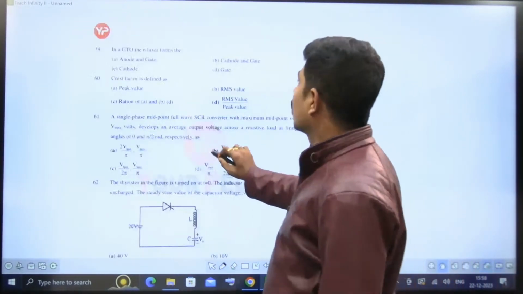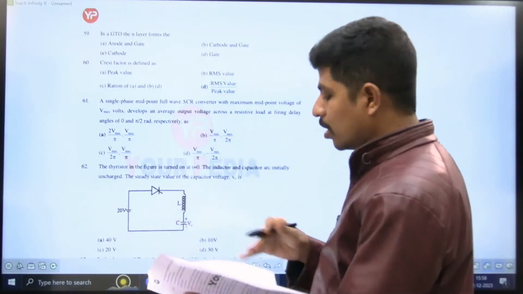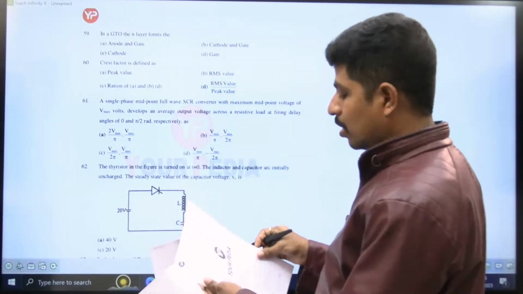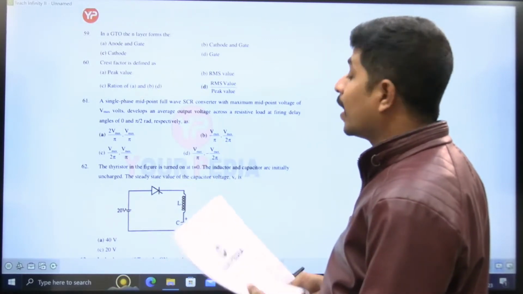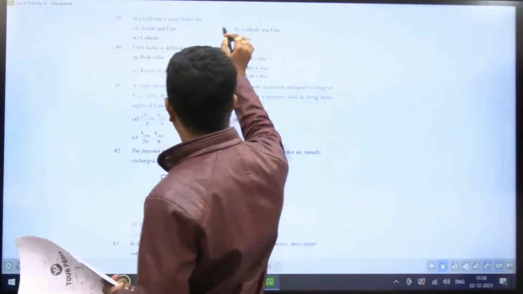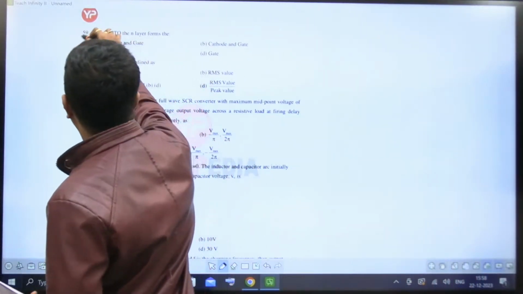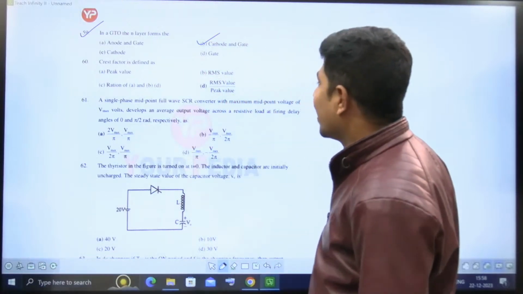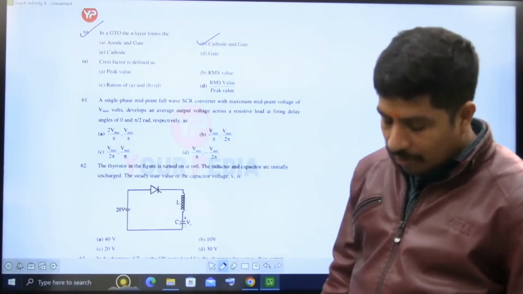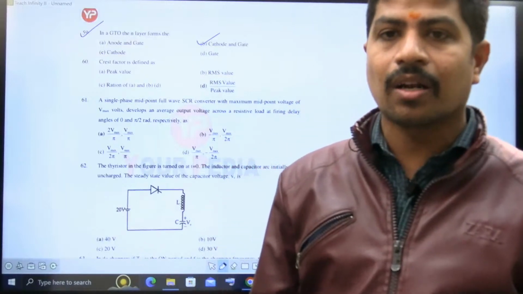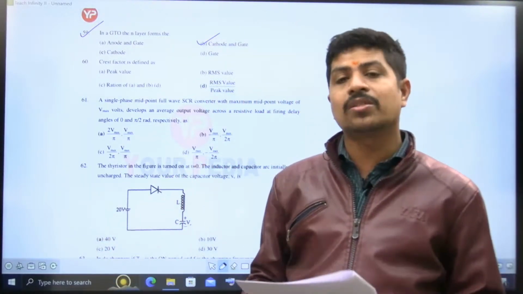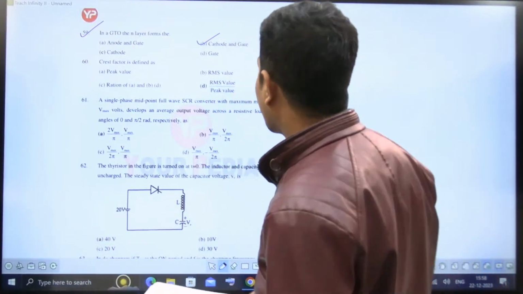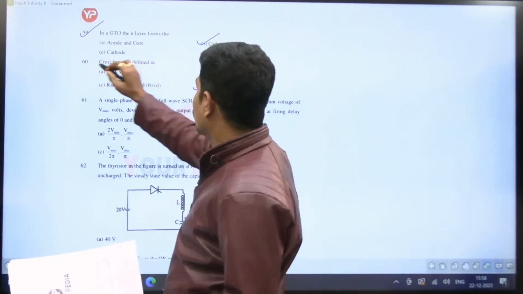What is the question number? The GTO is talking about what? In a GTO, the N layer forms the cathode. The crest factor is nothing but the RMS value by peak value. Please all of you go through the crest factor, peak factor, form factor, and some more formulas in power electronics. Crest factor is defined as RMS value by peak value.